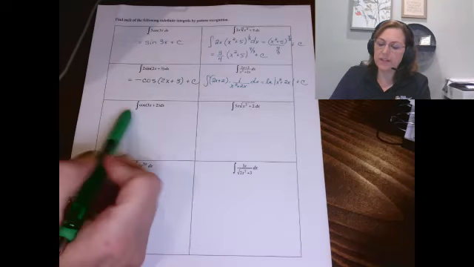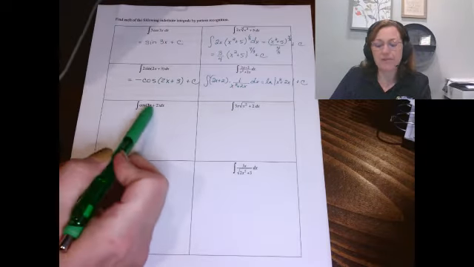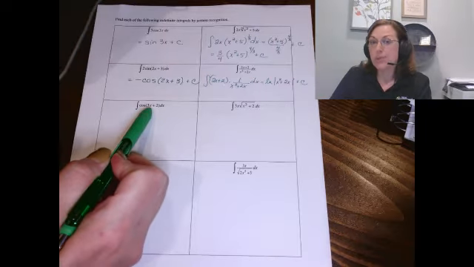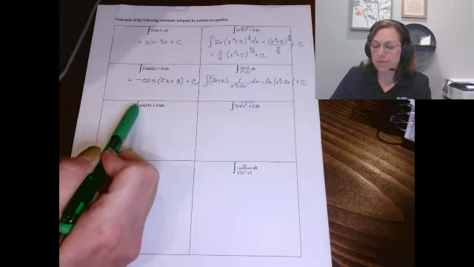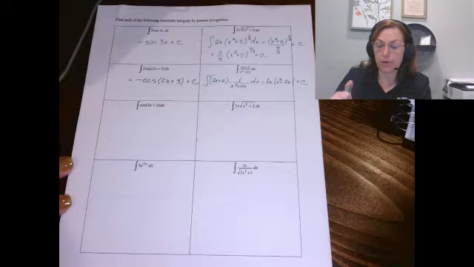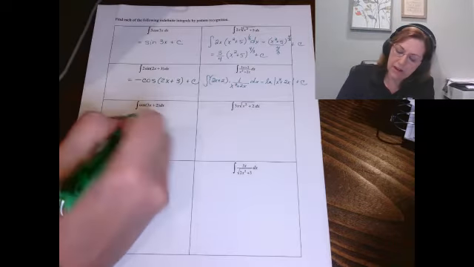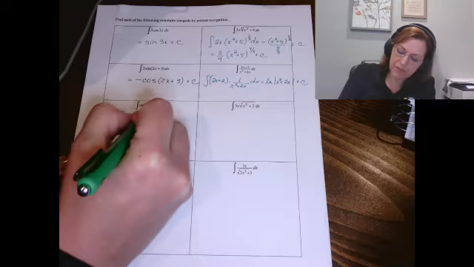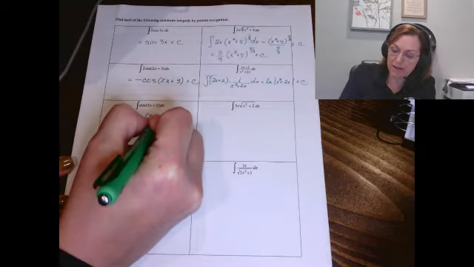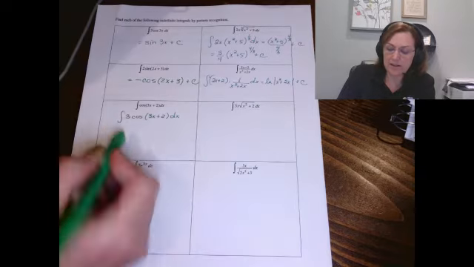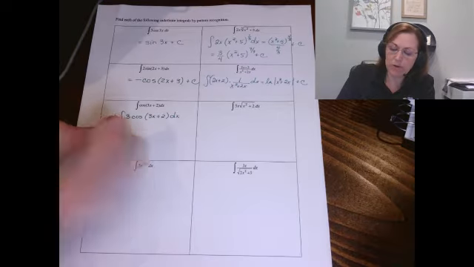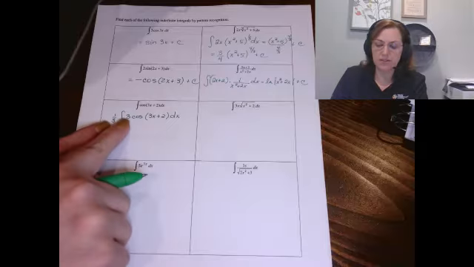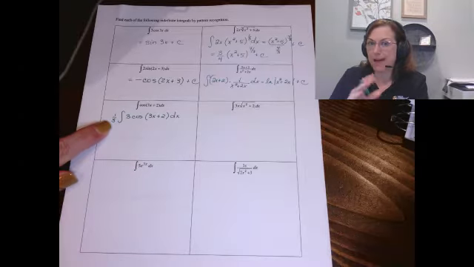Now look at this one. I've got my inner function is 3x plus 2. The derivative of that is 3, but there's no 3 sitting out here. So here's what I want you to think. I'm going to put a 3 in there. And you may be thinking, Dr. May, you can't do that. Well, I can if I also put a 1/3 out here. See, because 3 times a third is 1, and I balance it.